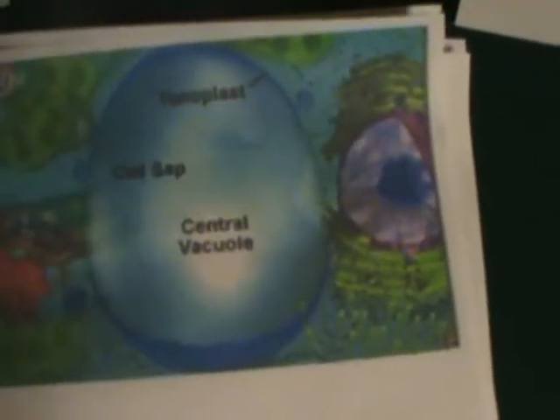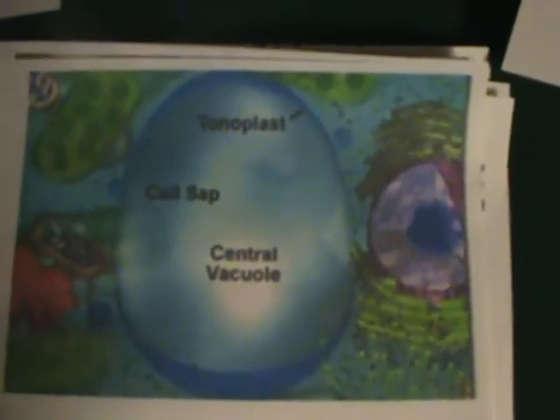Next up would be the large central vacuole. Plant cells have a large central vacuole to store salts, proteins, carbohydrates, and water. Animal cells have just small vacuoles all around the cell.